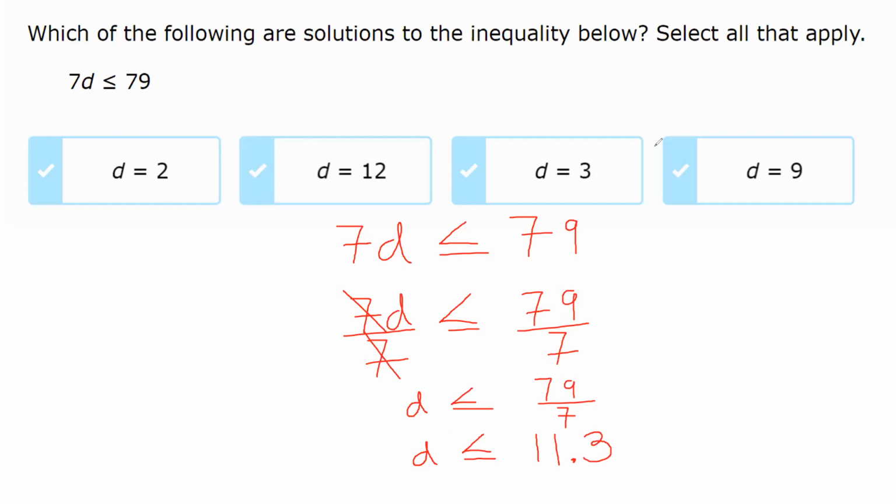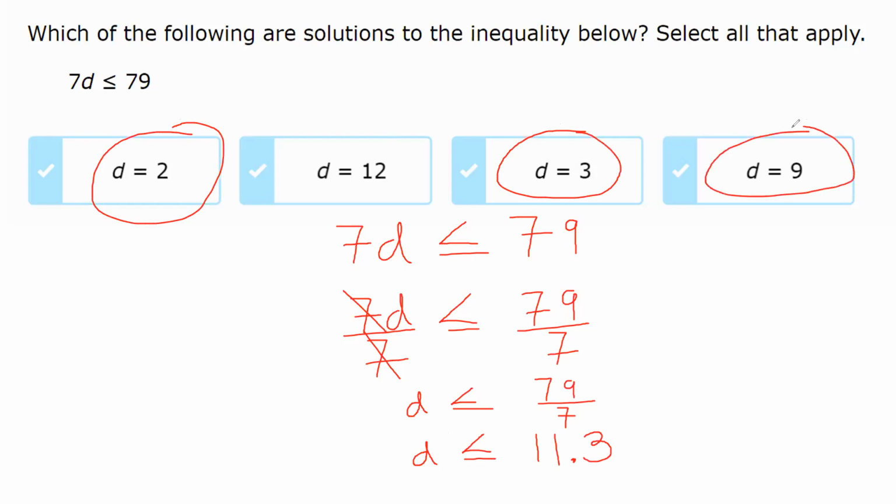So which of these are going to be the correct answers for D less than or equal to 11.3? D is equal to 2, D is equal to 3, and D is equal to 9. Very good. So D is equal to 2, D is equal to 3, and D is equal to 9.